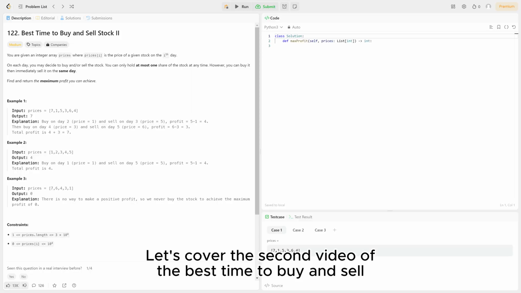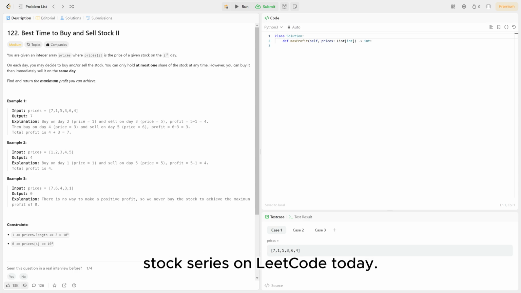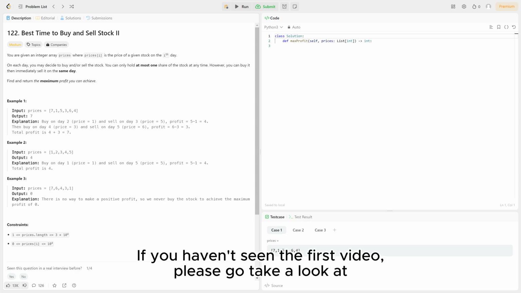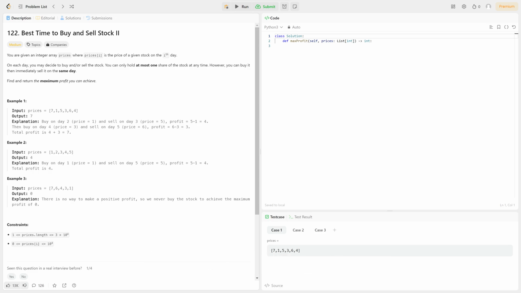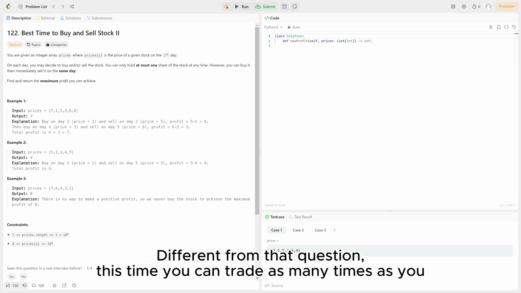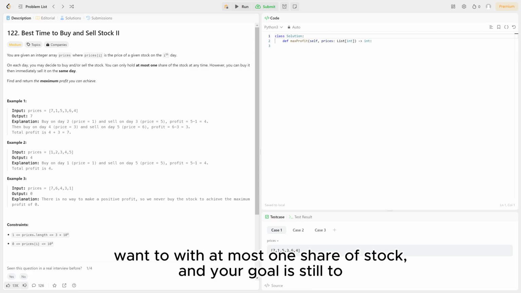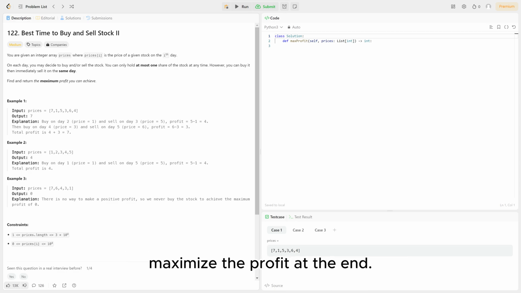Let's cover the second video of the best time to buy and sell stock series on LeetCode today. If you haven't seen the first video, please go take a look at LeetCode question 121 video. Different from that question, this time you can trade as many times as you want to with at most one share of stock, and your goal is still to maximize the profit at the end.